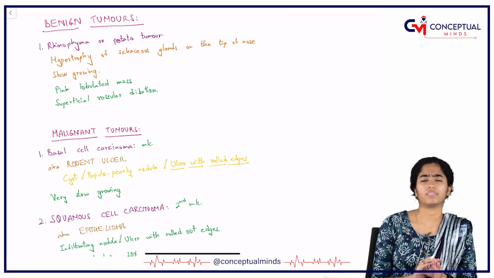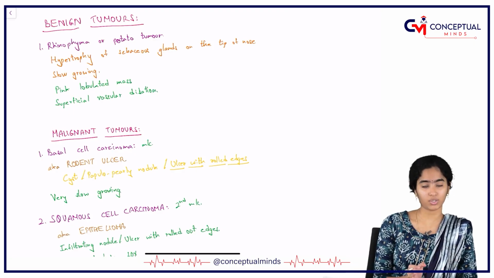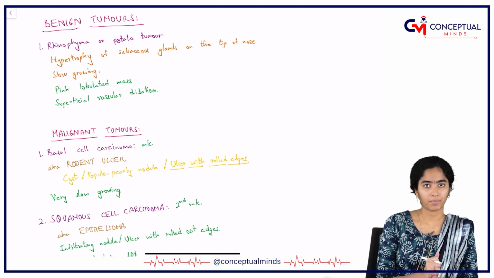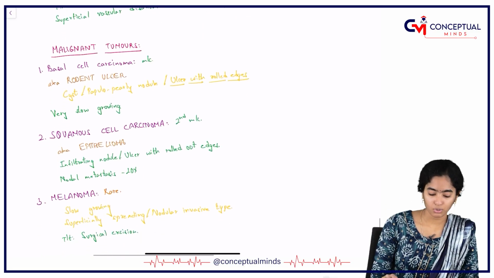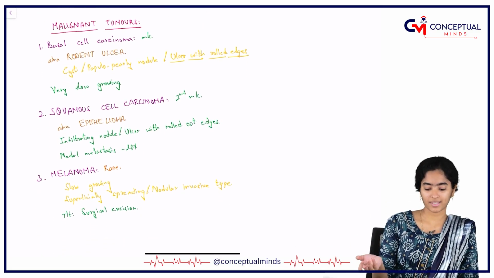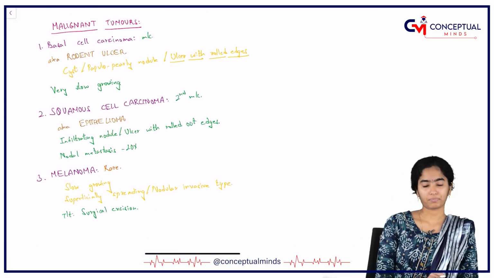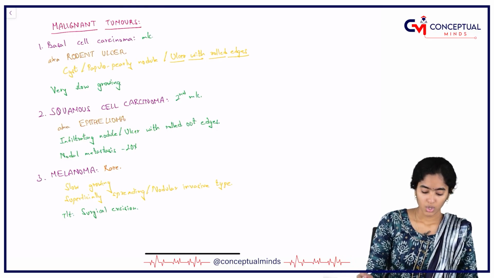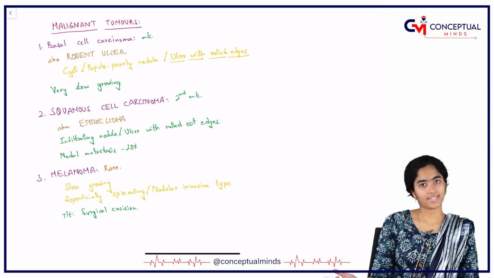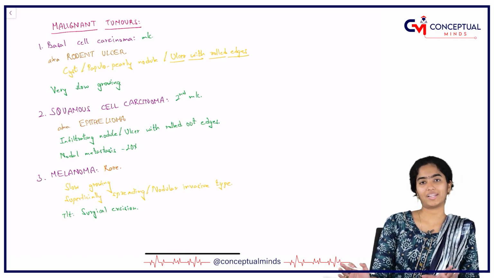Under benign tumors, there are various varieties, but what you must know is a rhinophyma, potato tumor, potato nose, it's also called. Malignant tumors are basal cell carcinoma, squamous cell carcinoma, and melanoma. Is that clear to all of you? So, basal cell carcinoma is most common, second most common is squamous cell, and melanoma is very, very rare.